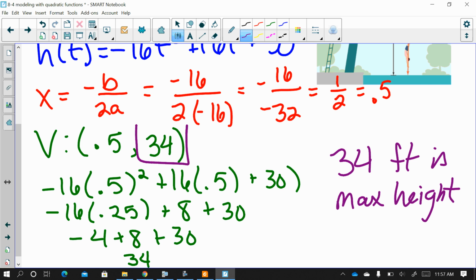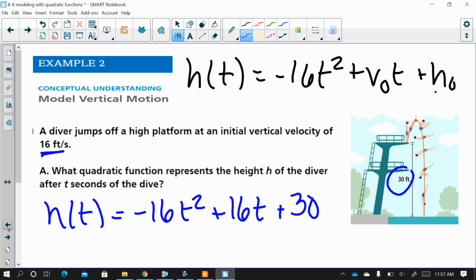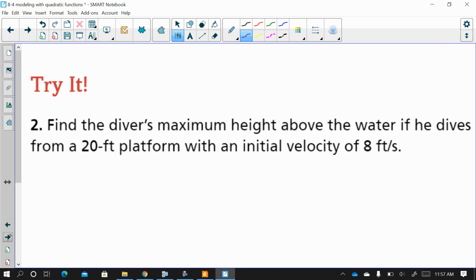Okay, because this is all I care about. Oops, I went backwards. Okay, so your turn. Pause the video and try this problem, please. So we're finding the diver's maximum height above the water if he dives from a 20-foot platform with an initial velocity of 8 feet per second.